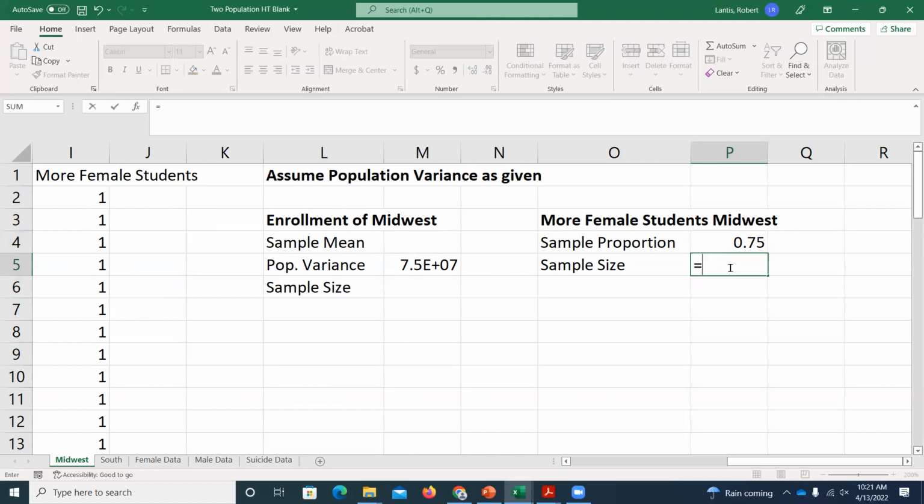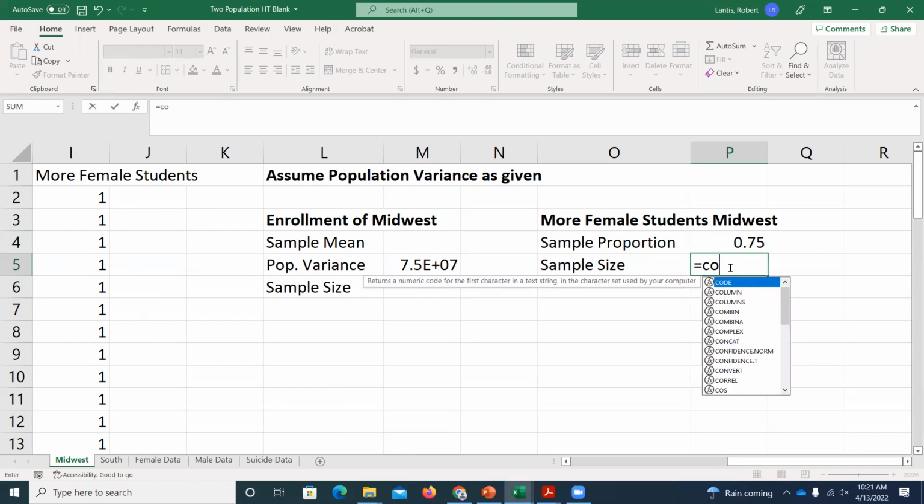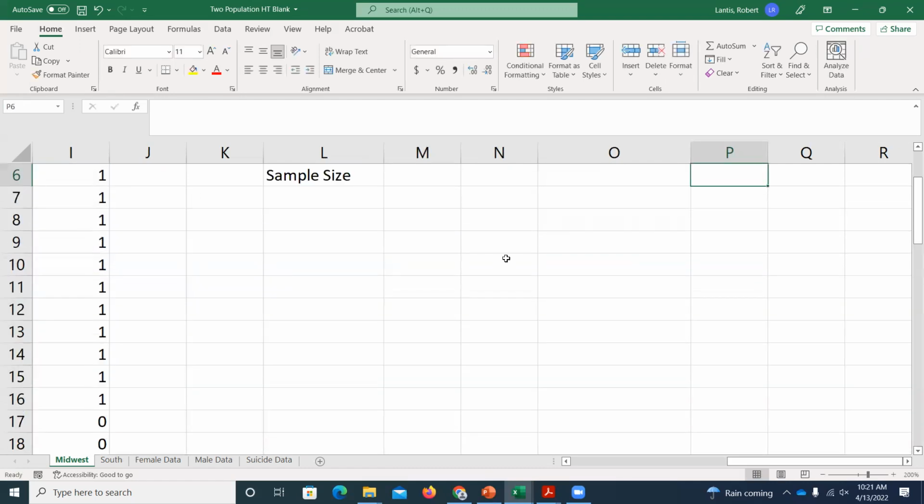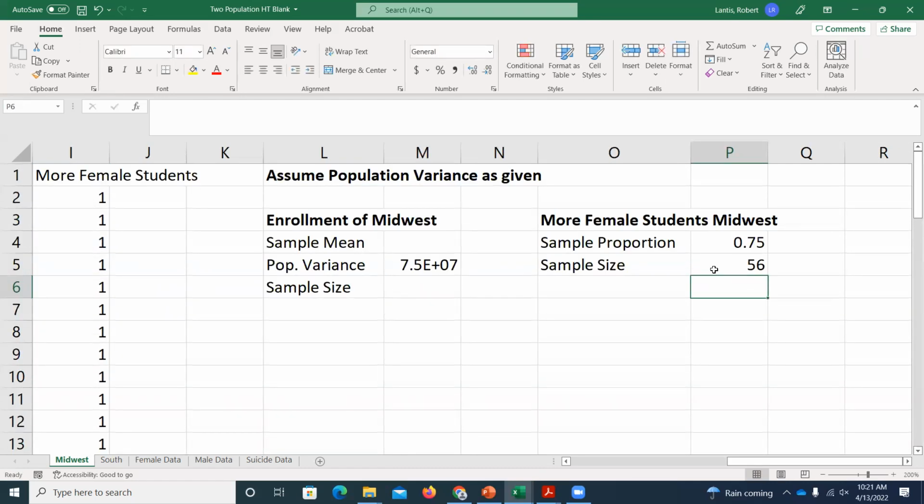For my sample size, I can use what function? Yeah, it's just that count function, select my variable. It'll count the number of cells that have data in it. So I've got my sample proportion of this Midwest sample, and I've got my sample size of this Midwest sample.